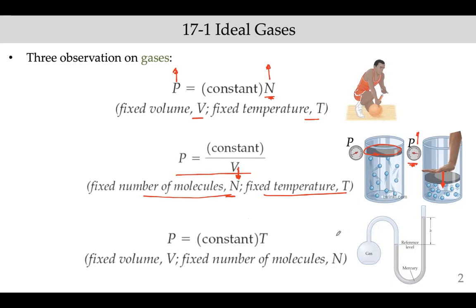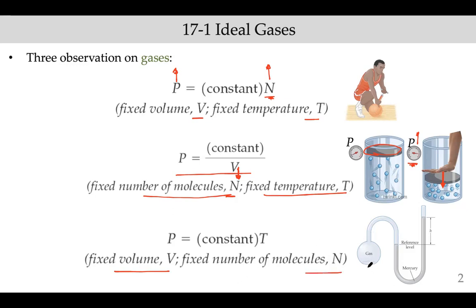Now, the third observation is that if you have a fixed volume, this gas has its volume fixed. And you have a fixed number of molecules, and you can see that there's some mercury in here, so water molecules or air molecules from outside cannot go in, so the number of molecules is also fixed.